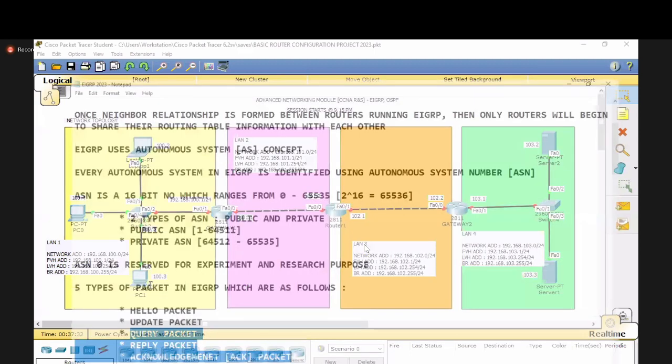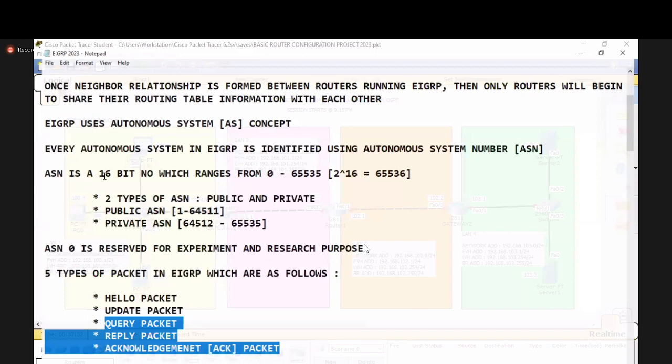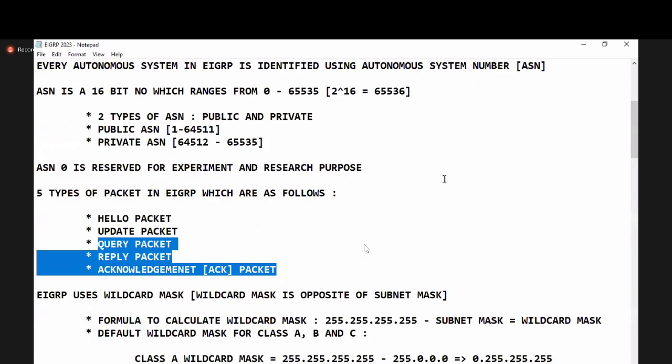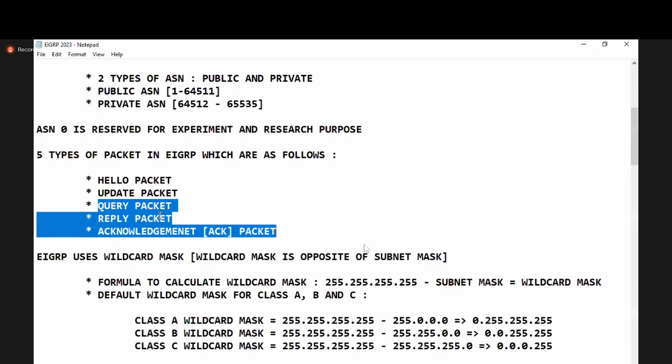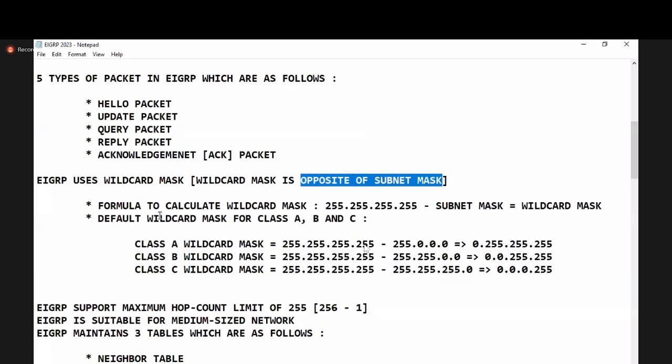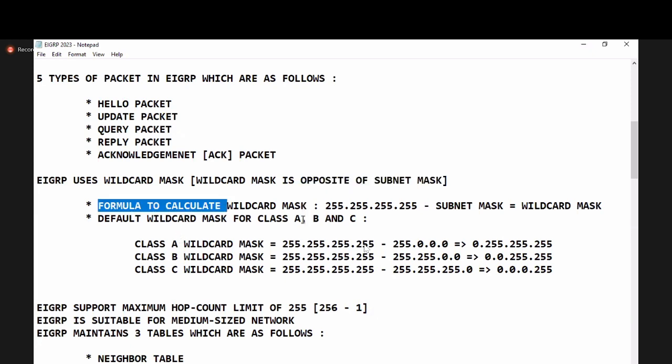So wildcard mask is used. EIGRP uses wildcard mask, which is exactly the opposite of subnet mask. Wildcard mask is basically used to match the network and host bits. There is a formula to calculate the wildcard mask, and that is 255 minus the subnet mask. That is your wildcard. For example, if we need to find the wildcard mask of class A, class B, and class C, the same formula can be used to calculate it.